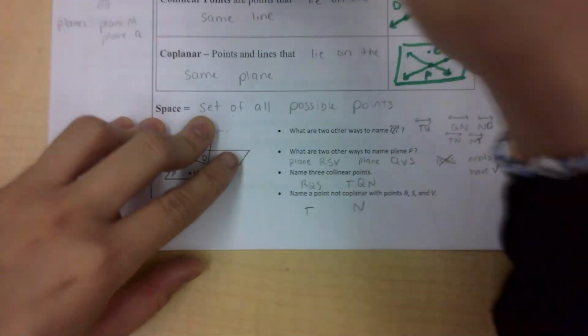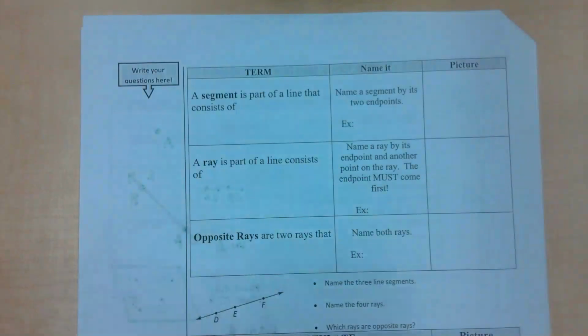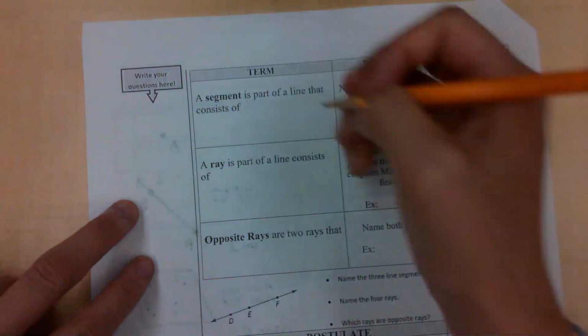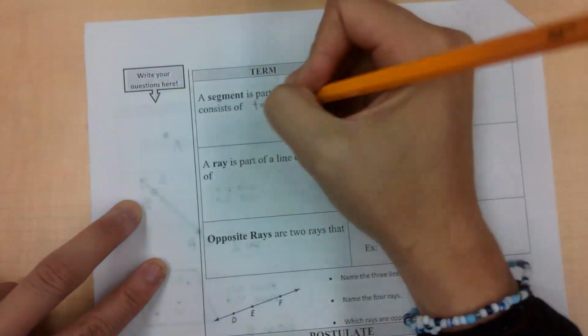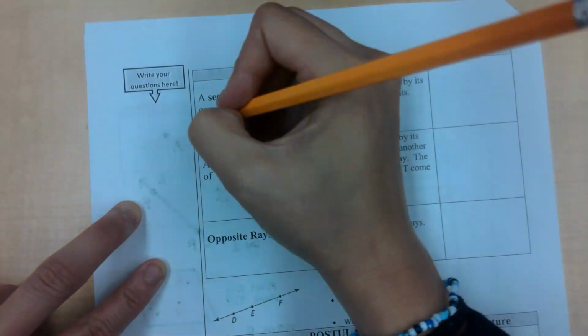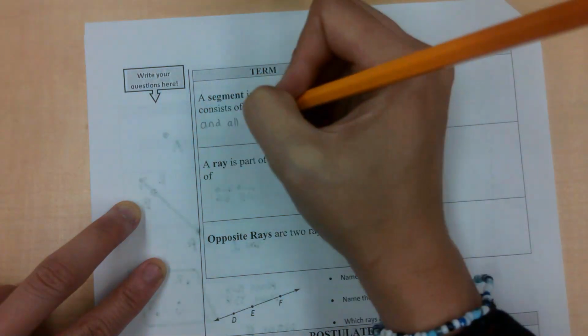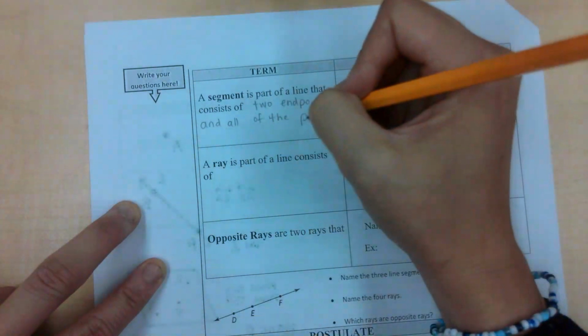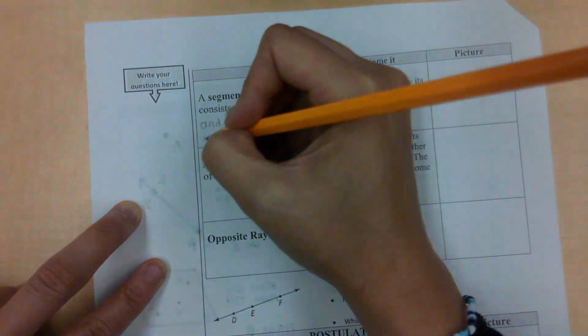All right, let's go to the next page. We only have one more page of notes. Halfway there. Okay, more vocab, like I said. A segment is part of a line that consists of 2 endpoints and all of the points in between them.